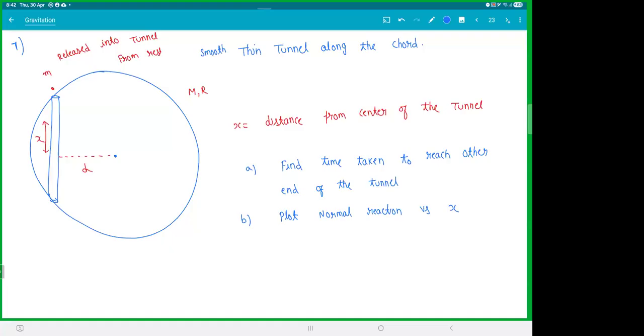So this will just not be in the air. The gravity will be towards the center. So it will be hitting the walls of the tunnel and it will glide on that. So find the time taken to reach the other side of the tunnel and find the normal reaction. Let's call this thing 7A. Let's see how you handle this.